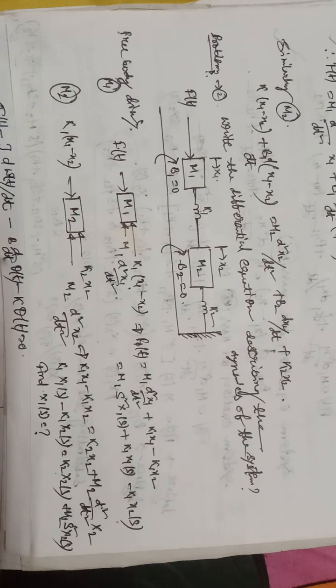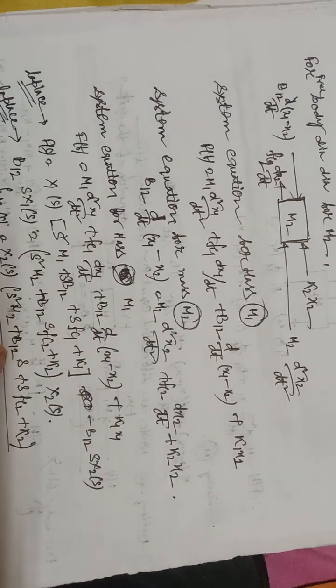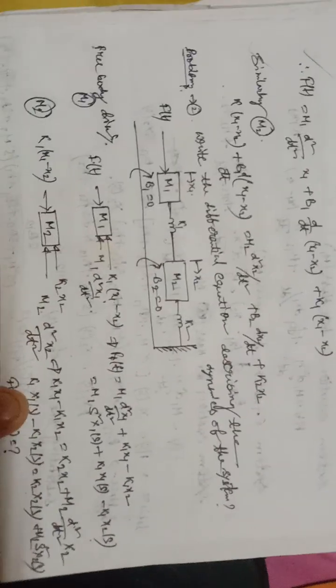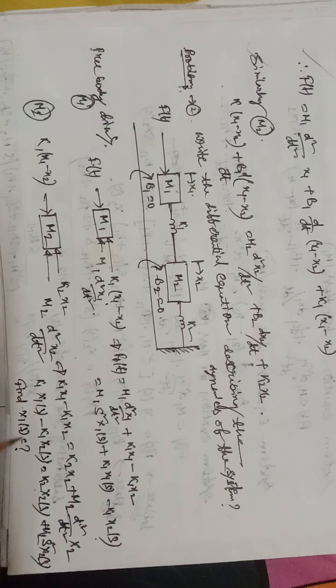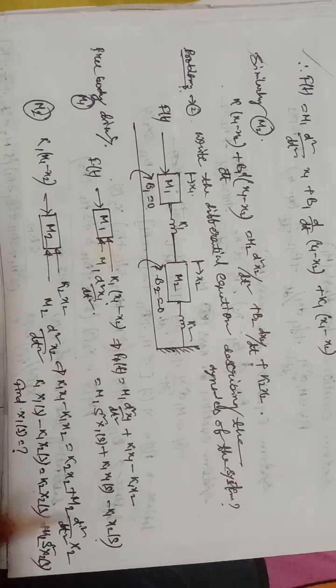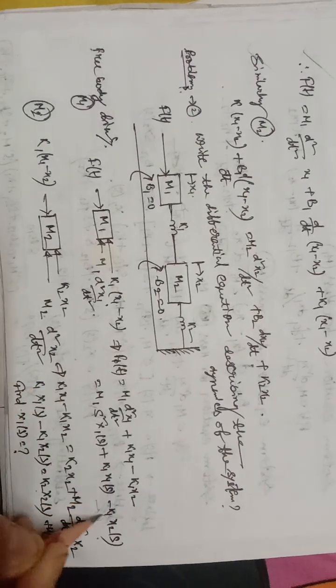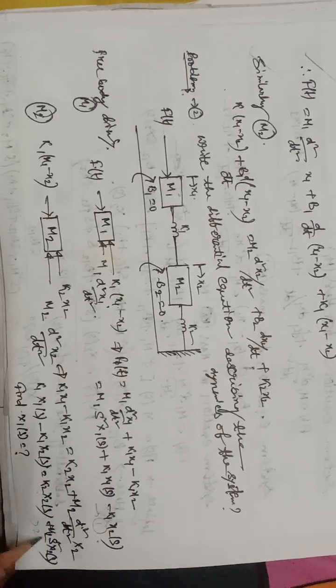Now in these cases, from equation 1 and equation 2, you have to find x1 and substitute the value of x1 in equation number 1. From this equation you have to find the value of x1. This is your equation number 1, and this is your equation number 2.